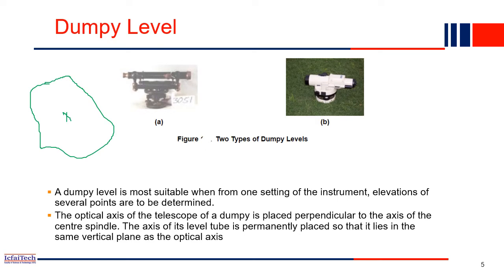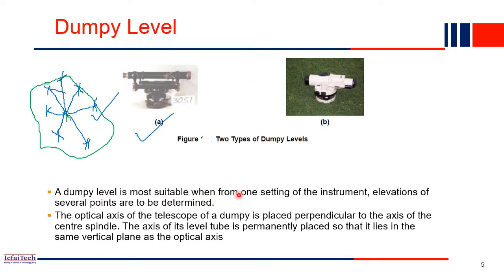So multiple heights means, basically, initially you find out what this point is. Now from the same point you measure the height of this point. So you are taking multiple readings by keeping it in one position. In that case, this dumpy level is very much useful. Both are dumpy level basically.